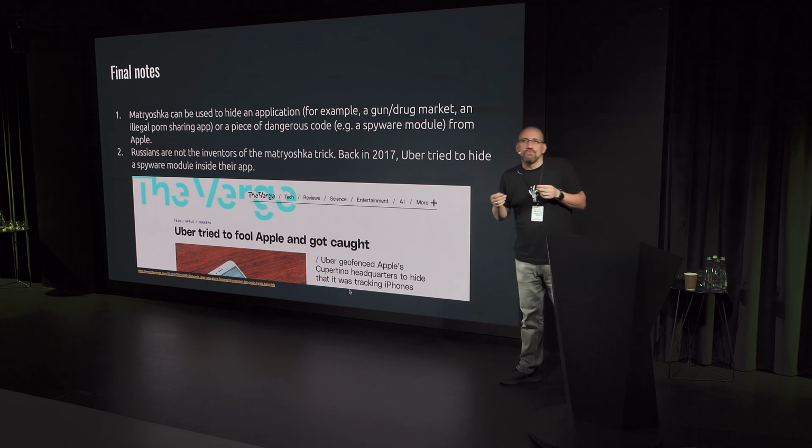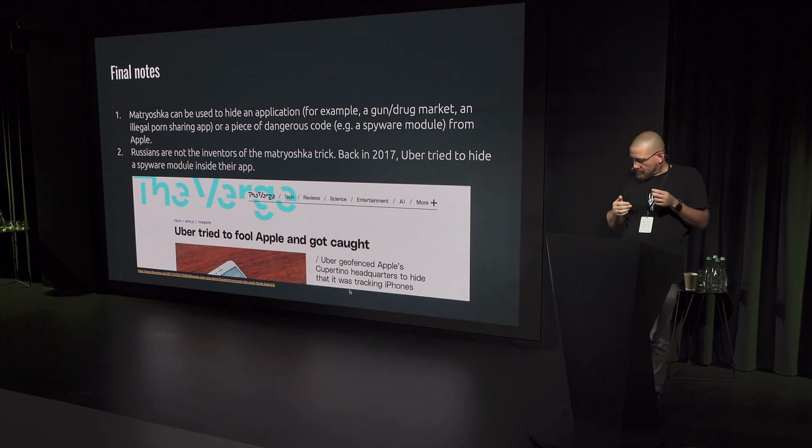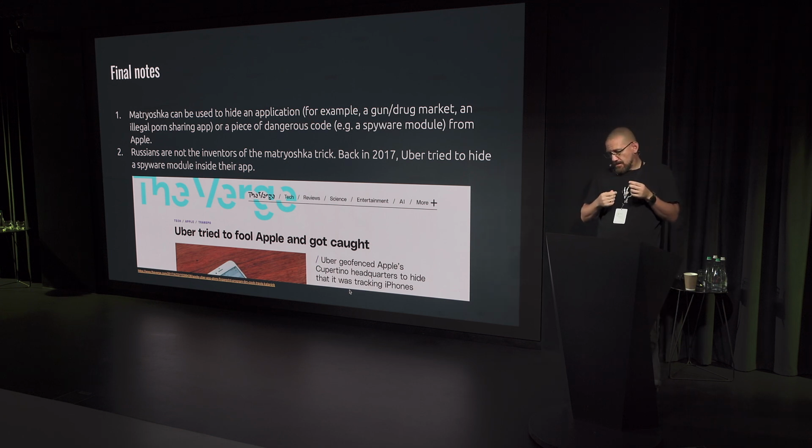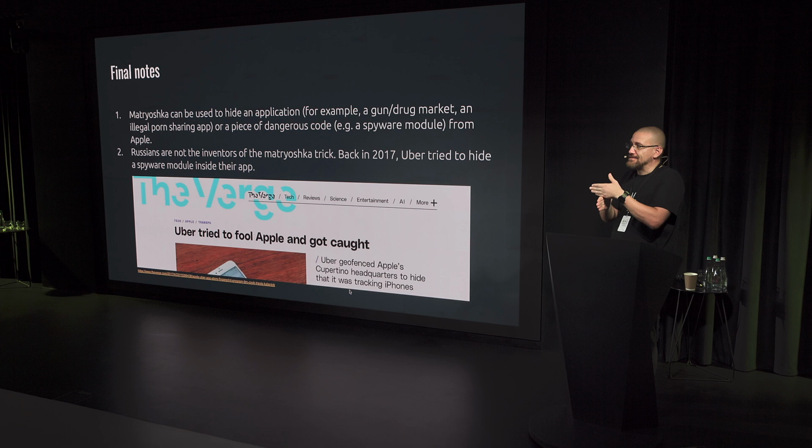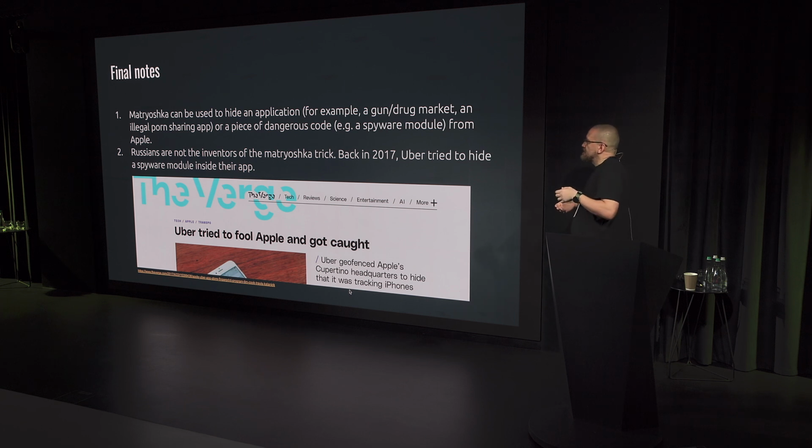Russians did not invent Matryoshka. About 7 years ago, Uber tried to hide a spyware module inside their app using actually the same trick. Their trigger was GPS. If your GPS coordinates are special in some way, the spyware module doesn't work. If you are outside Apple's residence, outside Cupertino, I mean physically with your device, the spyware module awakes and starts spying on you in real time. And it was discovered accidentally.